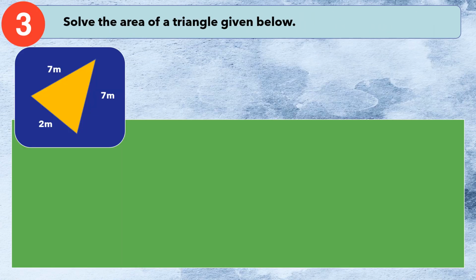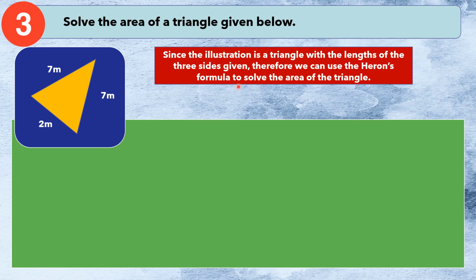For our last example, solve the area of a triangle given below. So, ito yung given triangle. Ang sukat po niya, meron tayo dito, sukat ng 3 sides. We have 7 meters. Then, itong side na to 7 meters din. Then, ito po ay 2 meters. Okay. Since the illustration is a triangle with the lengths of the 3 sides given, therefore, we can use the Heron's formula to solve the area of the triangle. Sabi dito, since ang given ay tatlong sukat ng sides, pwede daw natin gamitin yung Heron's formula.